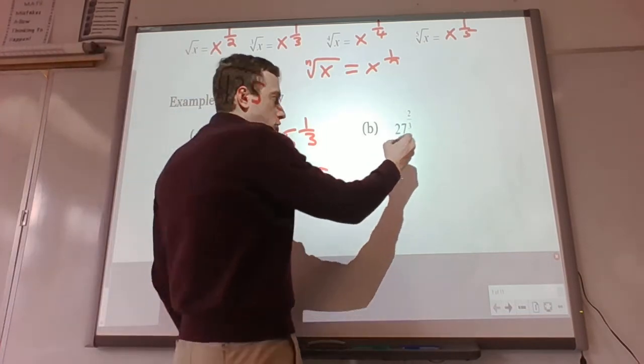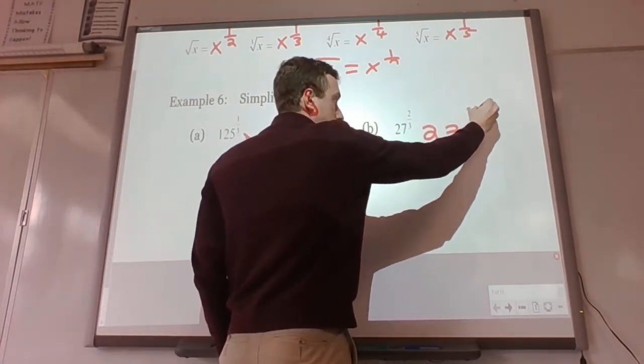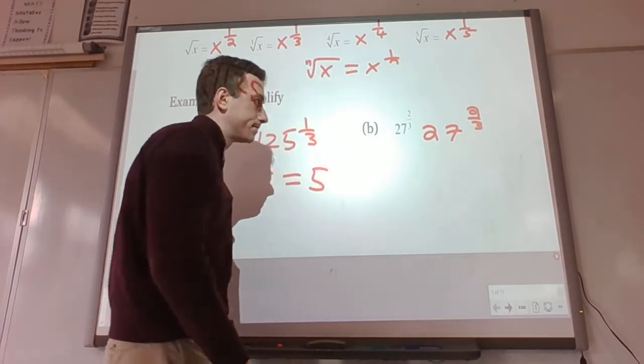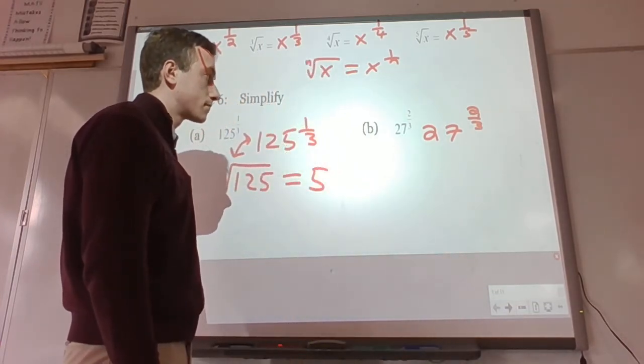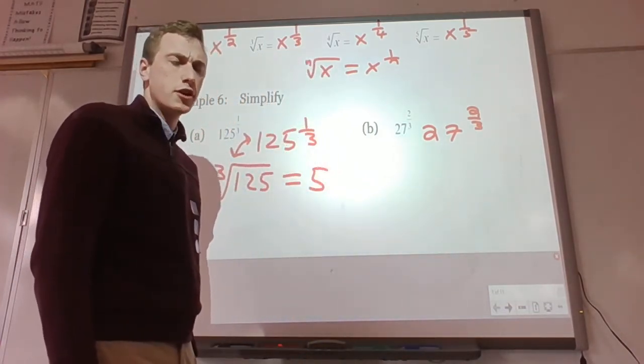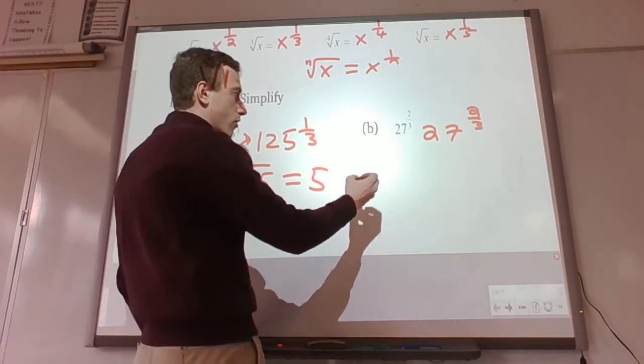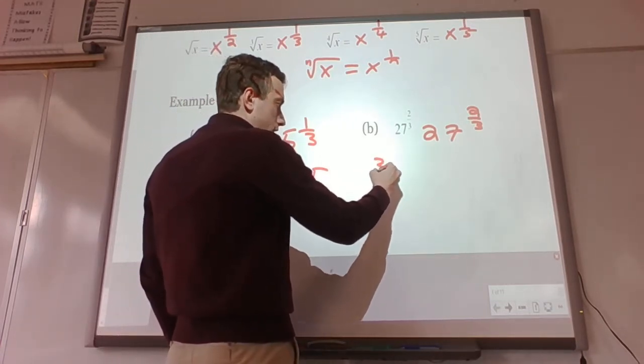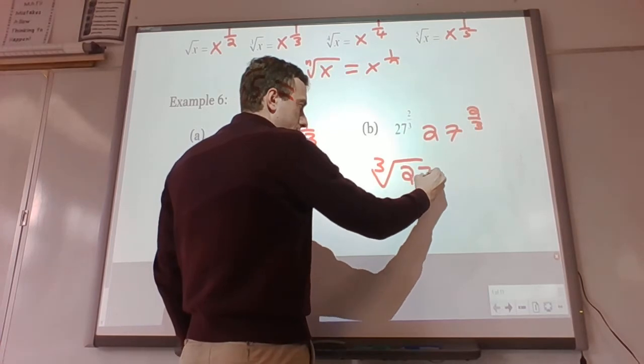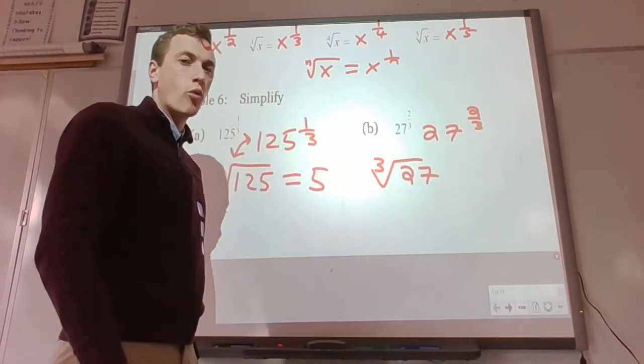Now what about 27 to the 2/3 power? We could think of this as the cube root of 27. That would be 27 to the 1/3 power.